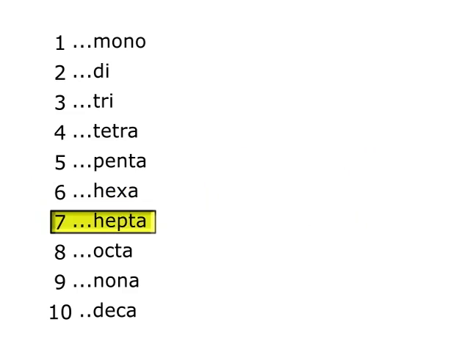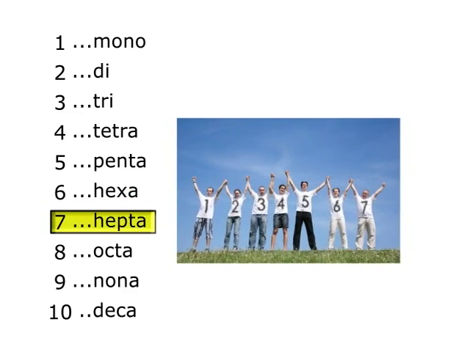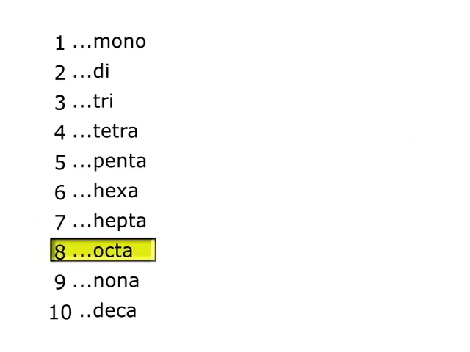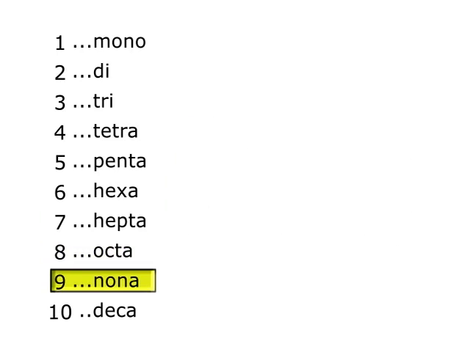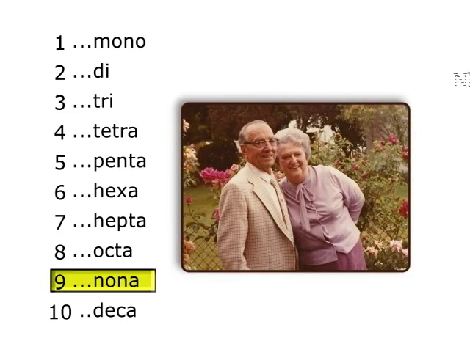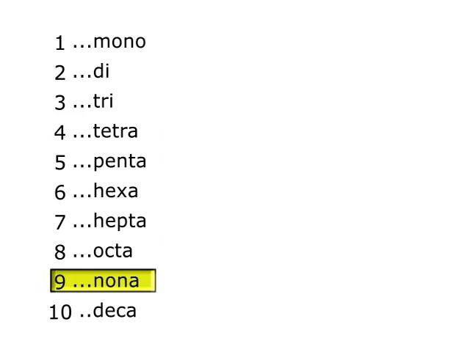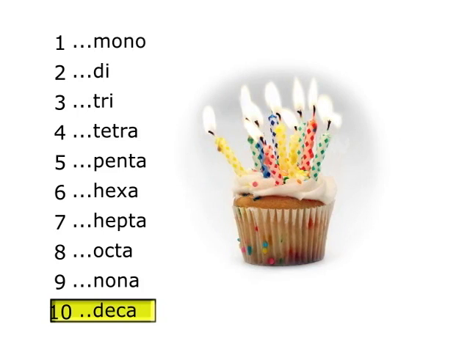7 is hepta, and is pretty uncommon, but a heptad is 7 people. 8 is octa, like an octopus has 8 arms. 9 is nona, and is not to be confused with the double N nonna, which is Italian for grandmother. 10 is deca, like a decade is 10 years.